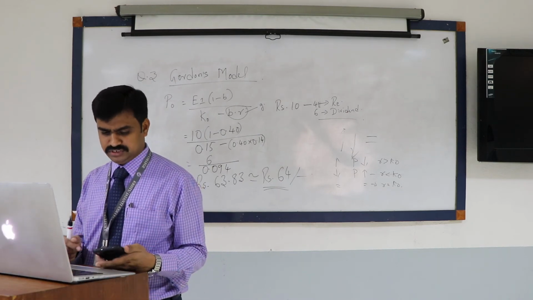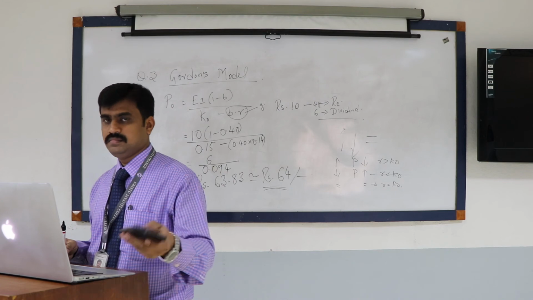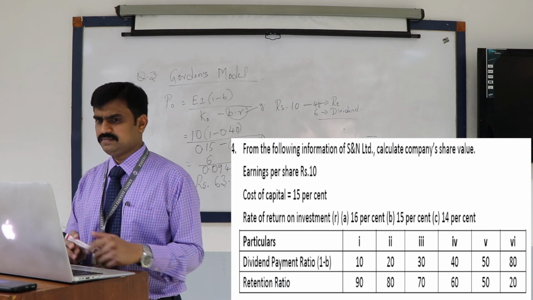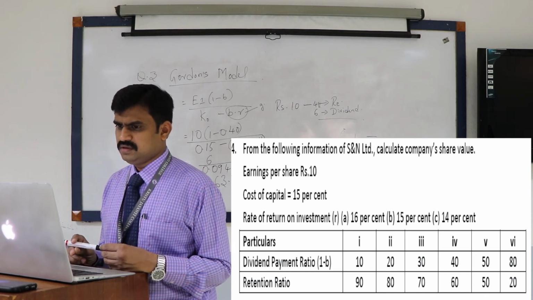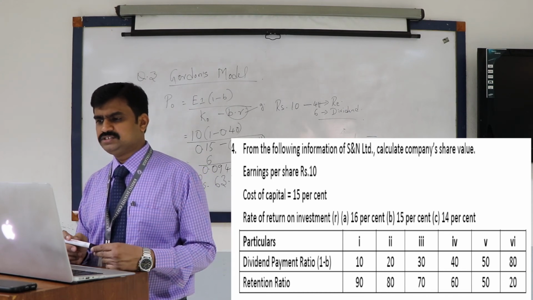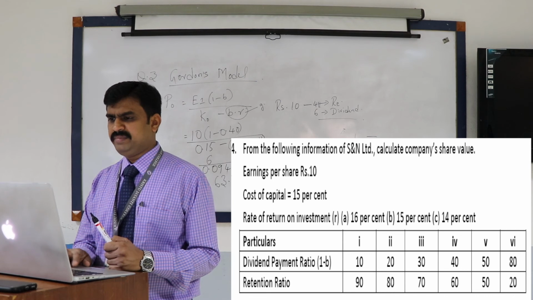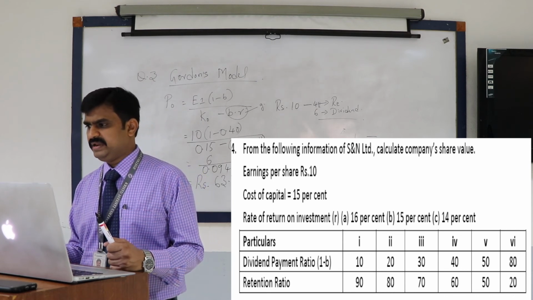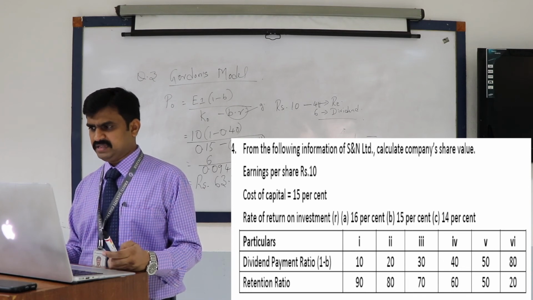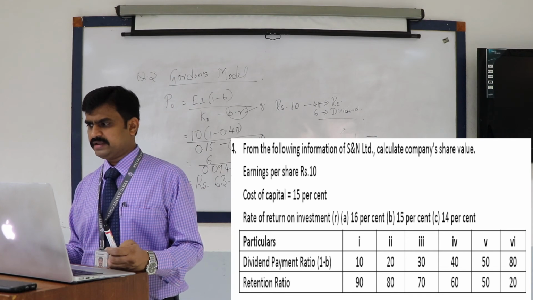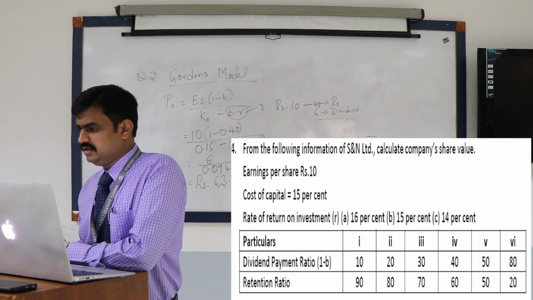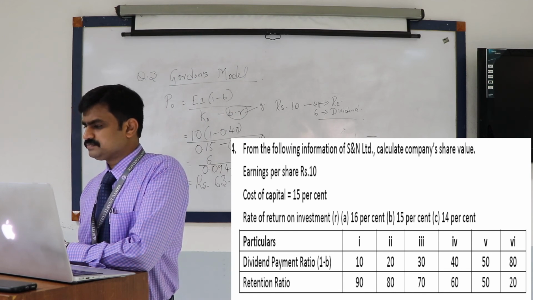Shall we take the second question? What does the second question say? From the following information of S&N Limited, calculate the company's share value. Now the company name is given. S&N is a company, and earning per share is again 10 rupees. Cost of capital is 15%. What is cost of capital here, r or K naught? 15% is K naught.